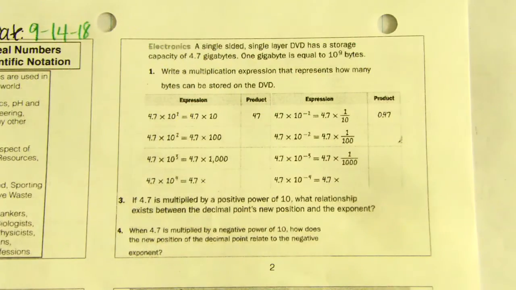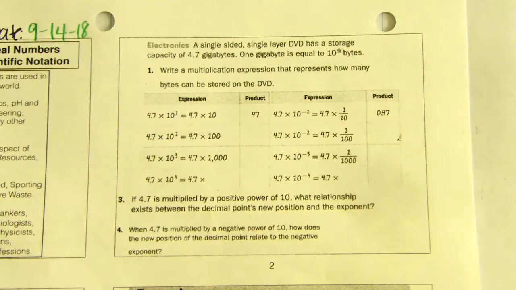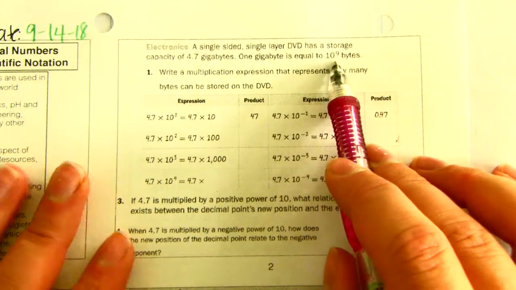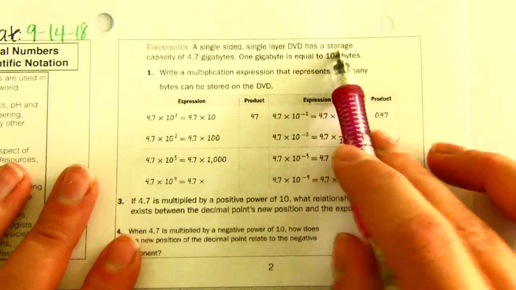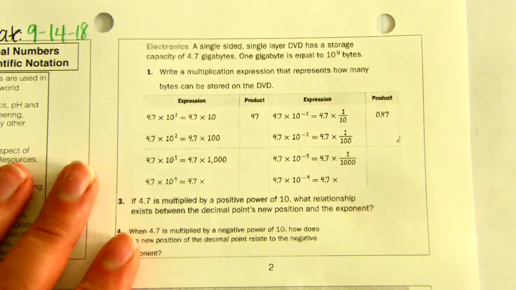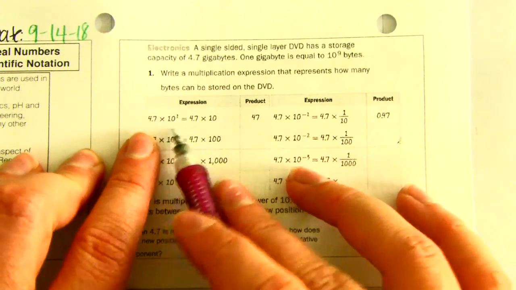Okay, on slide 2, they have some information for us. It's called a single-sided, single-layer DVD. It has a storage capacity of 4.7 gigabytes. 1 gigabyte is equal to 10 to the 9th bytes. So this is an exponent we've been working with. Write a multiplication expression that represents how many bytes can be stored on a DVD. So they're going to kind of walk us through here.